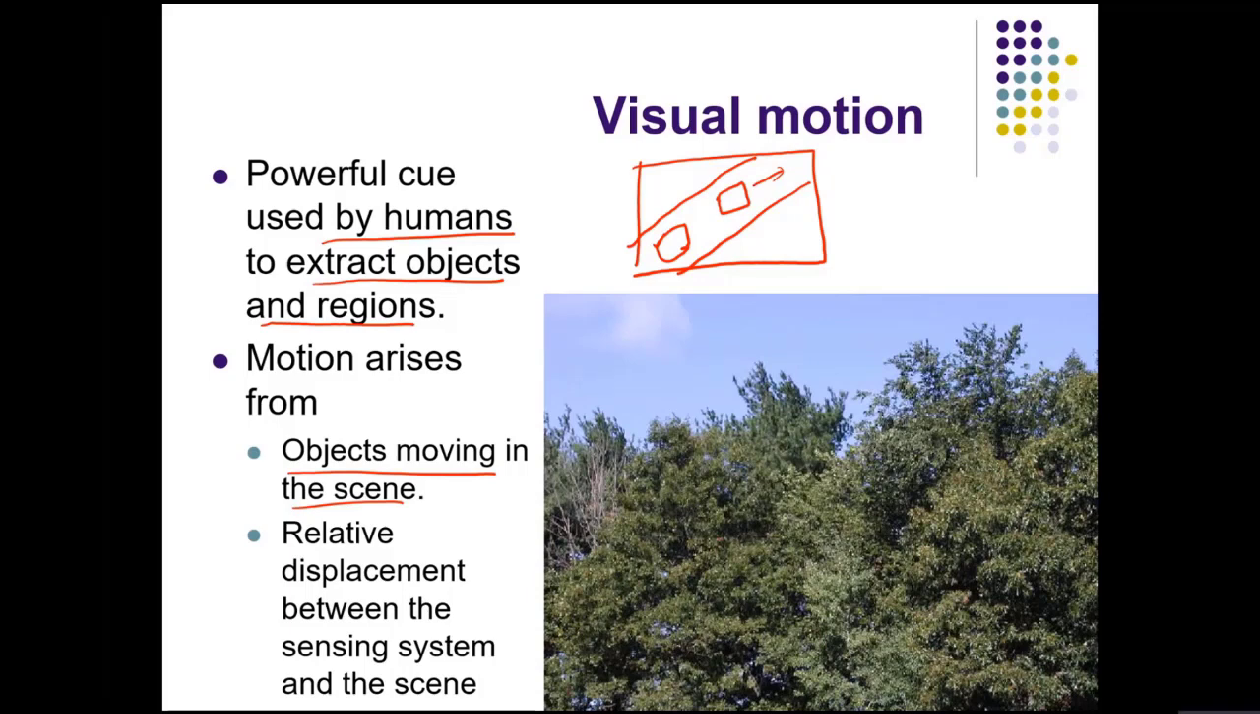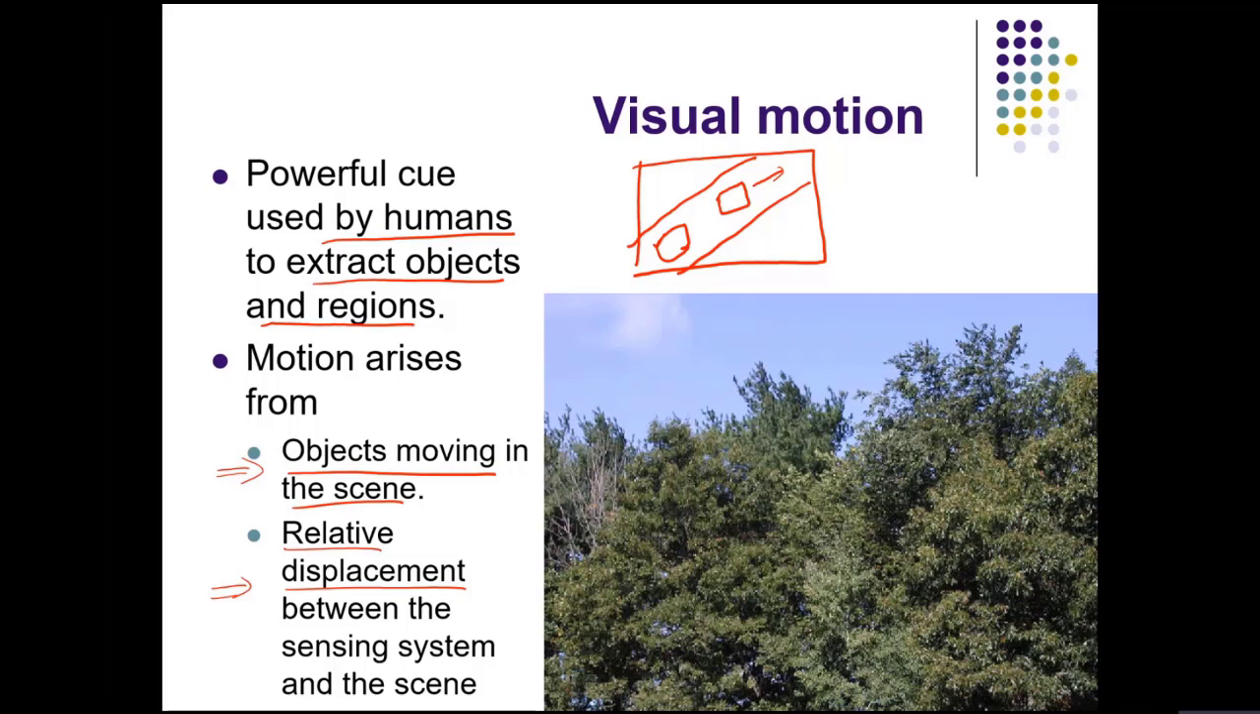Motion can arise from two things. Your camera may be stationary, but the objects may be moving, and that may lead to motion in the video. The other scenario can be that the object may be stationary, but the camera itself may be moving. The camera itself may be placed on a moving platform. For example, if a camera is mounted on a drone or a moving vehicle, then also there will be a relative displacement that will be seen in the video.